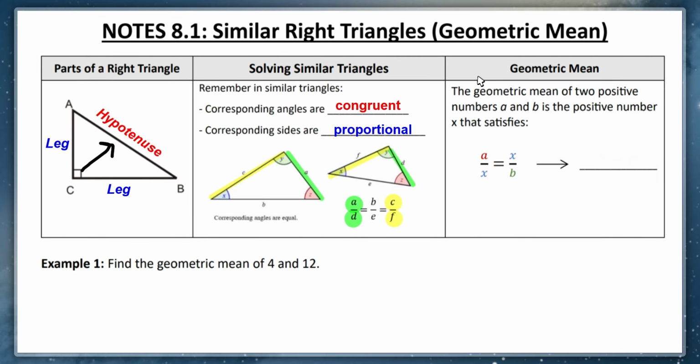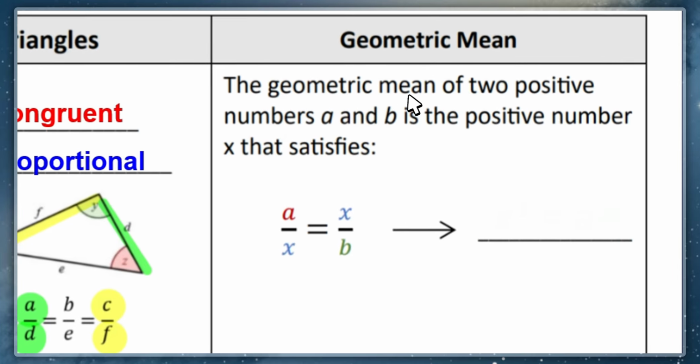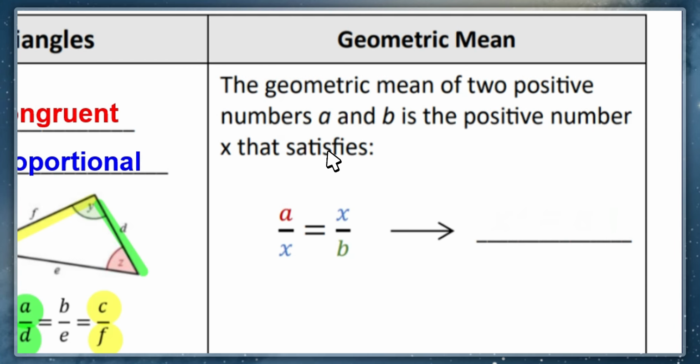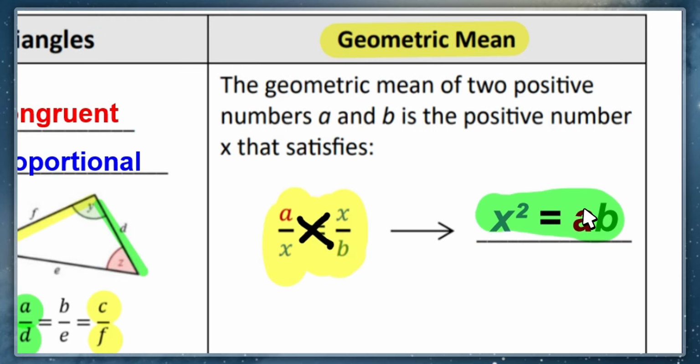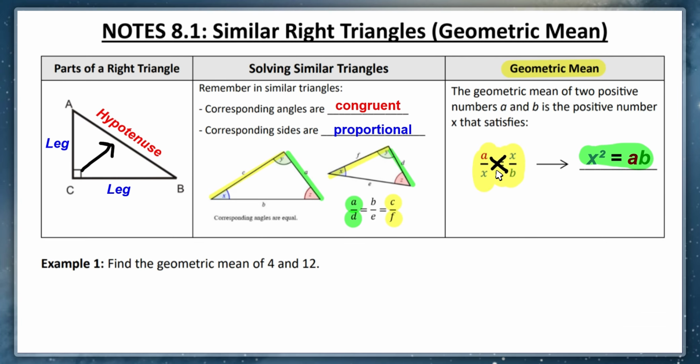Now, so that we understand the connection between geometric mean and what we end up doing, we want to talk about what the geometric mean is. The geometric mean of two positive numbers, a and b, is the positive number x that satisfies the following: a over x is equal to x over b. If you cross multiply here, x times x gives you x squared, and a times b is ab. So in short, what we usually recommend is the formula x squared equals ab. But this is the origination of it, where we have this proportion.